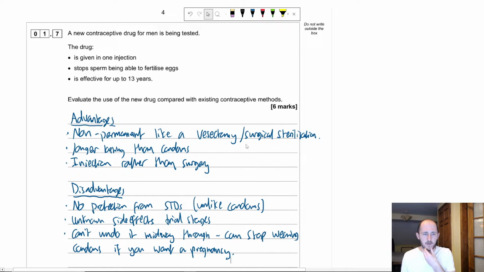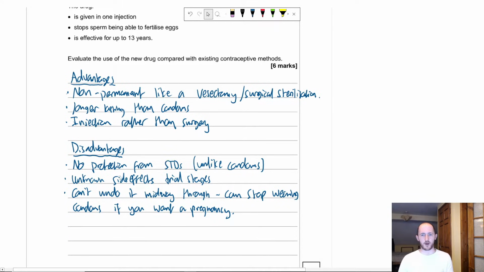And yeah, unknown efficacy, because it says up to 13 years and it says effective. What does that mean? Is it a reduced chance of fertilization, or is it no chance? They don't tell us. So those are some of the kind of things you can think of, but I would stick to bullet pointing, because as you can see, I have 3 bullet points up here, 3 down here, 6 marks, 6 bullet points. That makes sense.